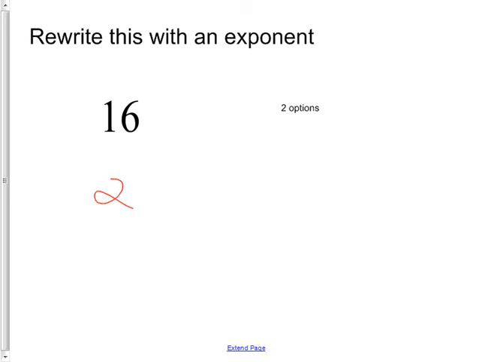A lot of people thought this was 2 to the 3rd. What is 2 to the 3rd actually? And so it's actually 2 to the 4th. Very good. Otherwise, it could be 4 to the 2nd.